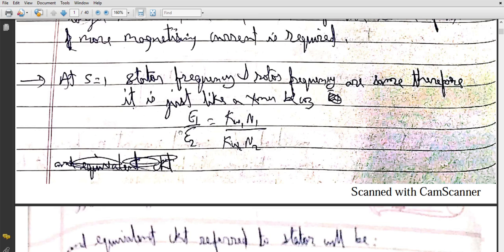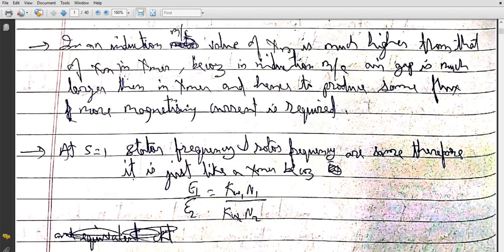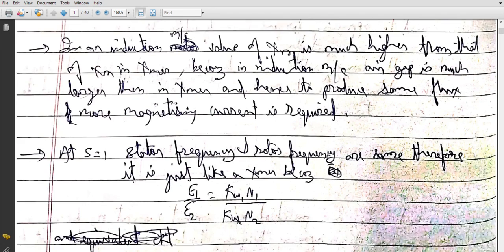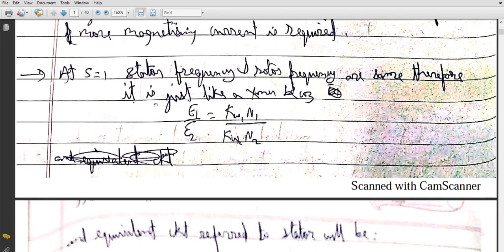Okay. So now, in this line I've written, there's a mistake. It says the induction machine value of XM is much higher. Instead, it should be much lower than that of XM in a transformer. Why? Because, as I've already told, in an induction machine the magnetizing current is much more than in a transformer, because the air gap is more. So if the magnetizing current is more, then XM should be less. You can make the changes accordingly.